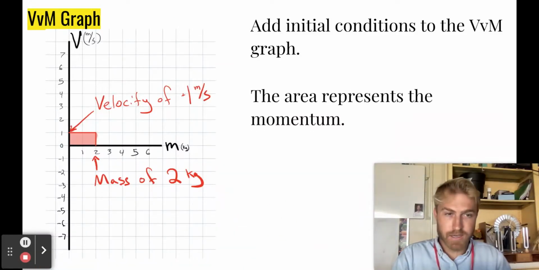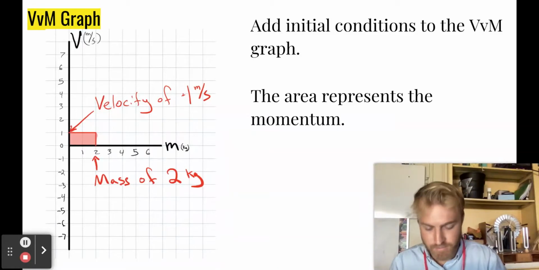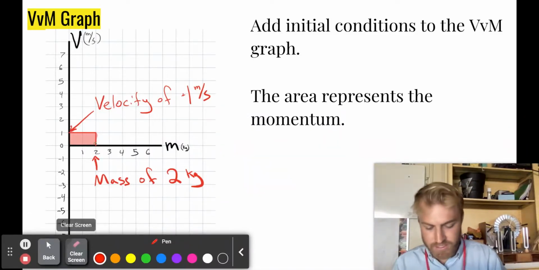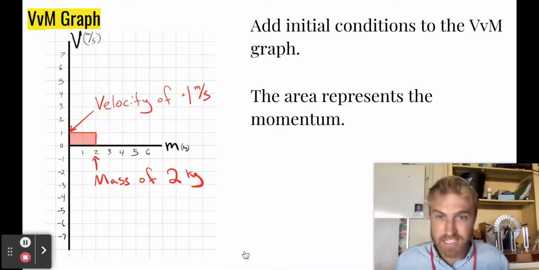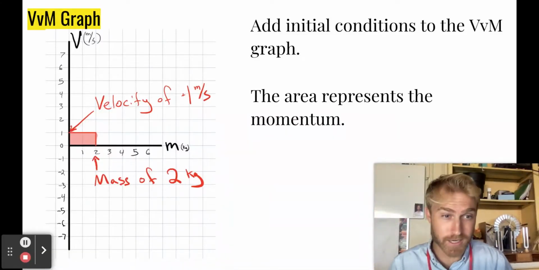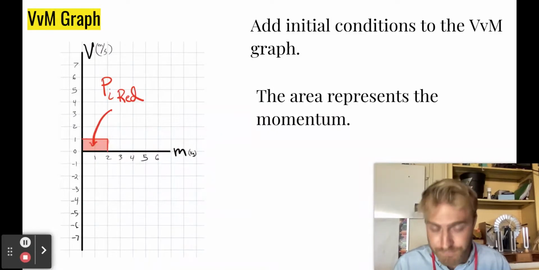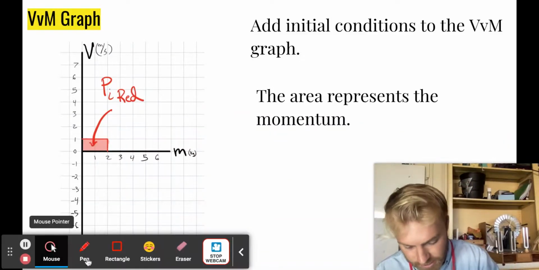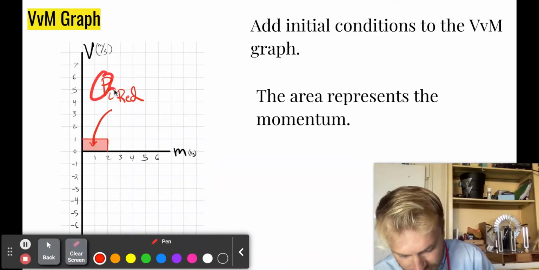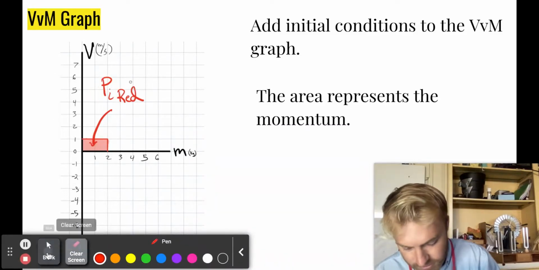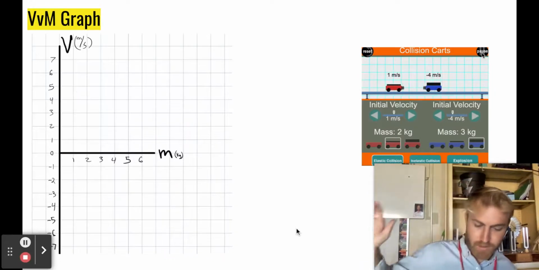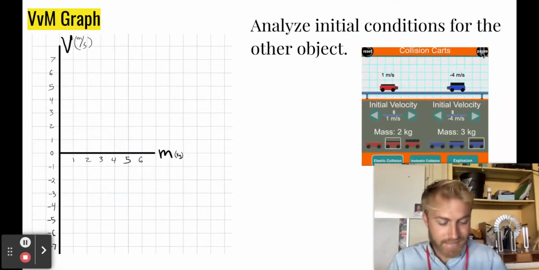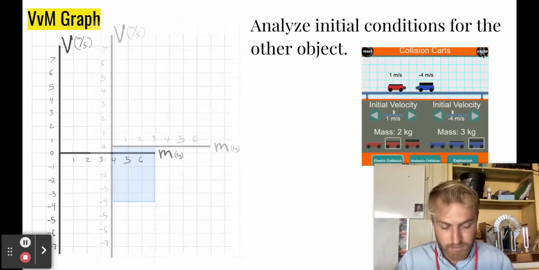The area represents the momentum. That's why we fill in this little space right there, because those 2 blocks are how much momentum the red cart has before it collides. So there it is. The area represents the momentum. Remember, P is momentum. That little i is initial, and this is the red cart. So we're labeling things.